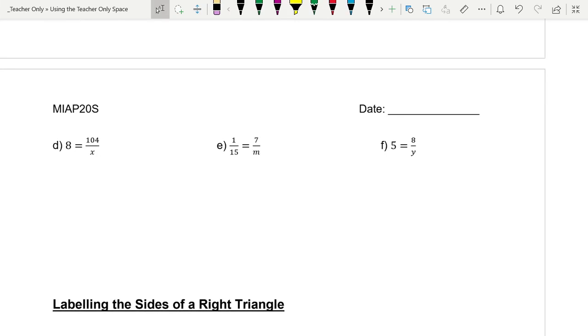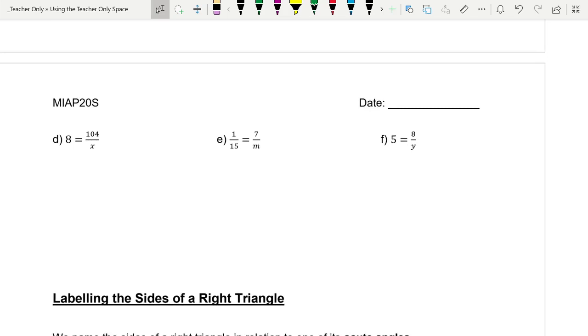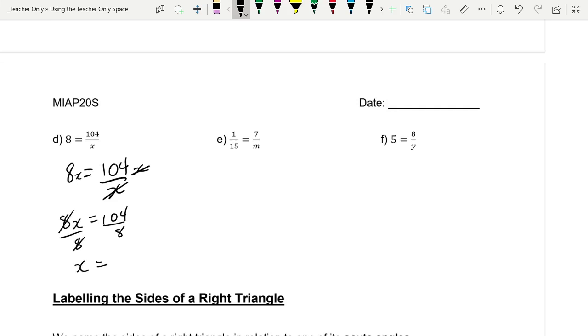It's 104 divided by 8. Actually, it's still kind of algebra. What you can do is multiply both sides of the equation by x, and then divide both sides of the equation by 104. Or sorry, by 8, I mean. And that one actually goes in evenly, right? 13 times 8 is 104, I think.